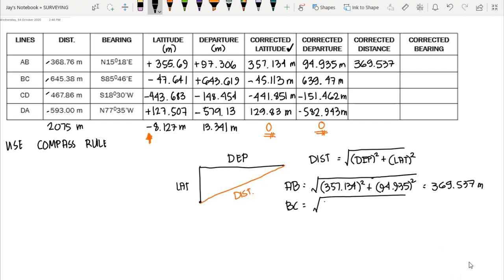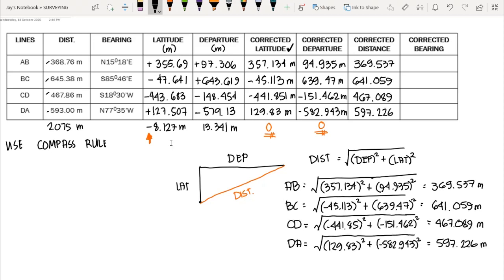Now for BC, using the same theorem, Pythagorean theorem, we have the departure, which is negative 45.113 squared plus 639.47 squared. The distance is equal to 641.059 meters. We have here 641.059.